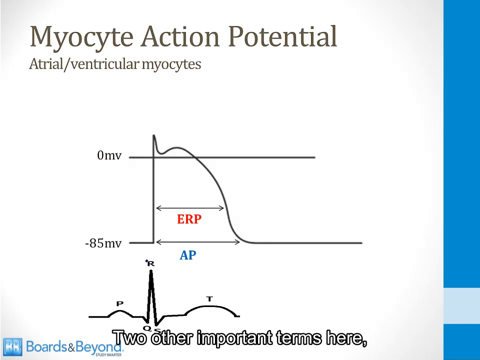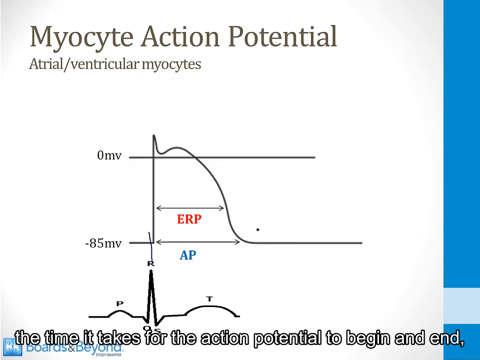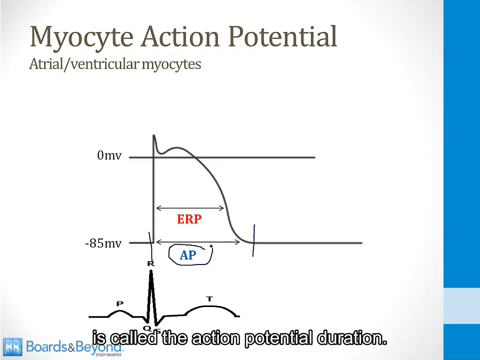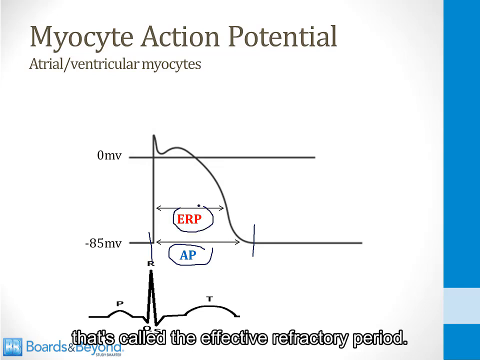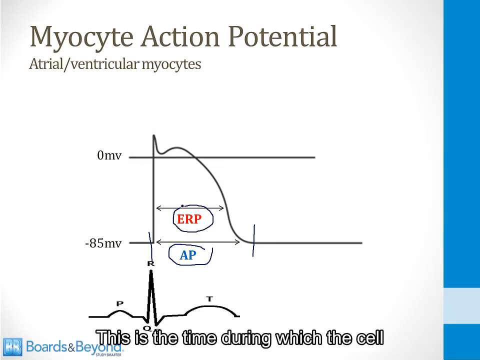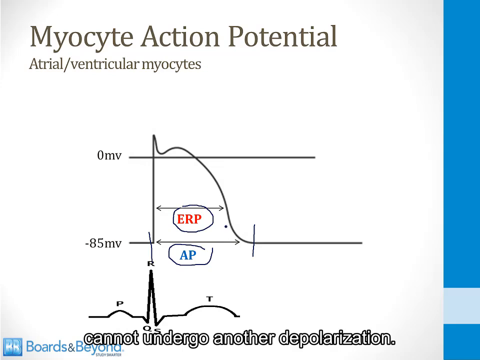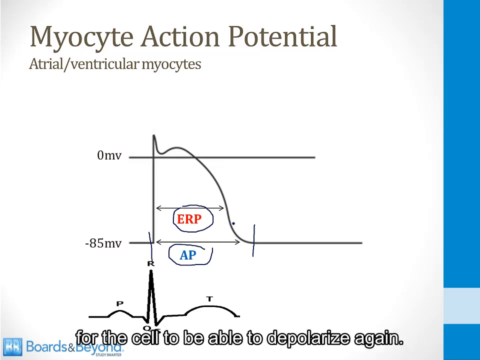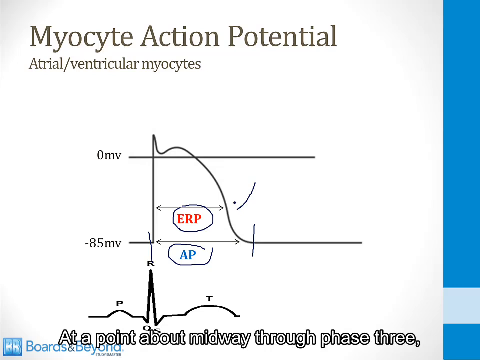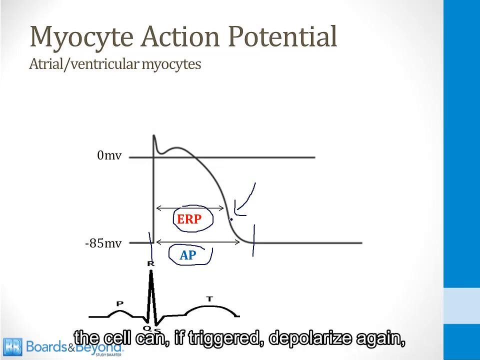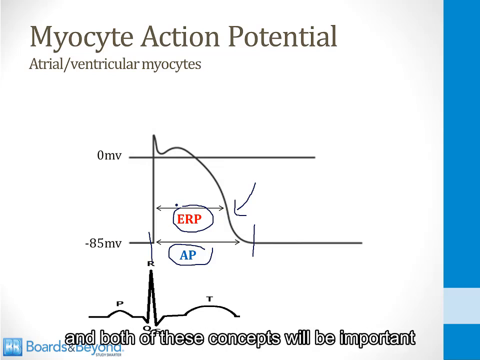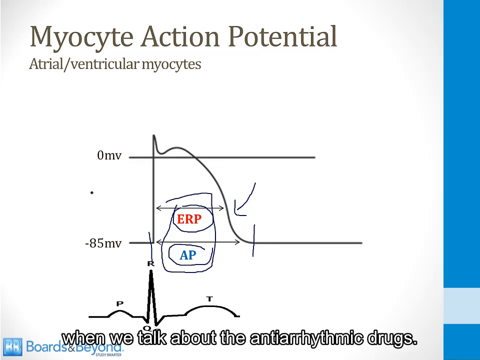Two other important terms here: the time it takes for the action potential to begin and end and return the voltage to minus 85 millivolts is called the action potential duration. There is another important time length in the action potential that's called the effective refractory period. This is the time during which the cell cannot undergo another depolarization. So it turns out that the voltage doesn't have to go all the way back down to minus 85 millivolts for the cell to be able to depolarize again. At a point about midway through phase 3, the cell can, if triggered, depolarize again, and the time to reach this point is called the effective refractory period. And both of these concepts will be important when we talk about the antiarrhythmic drugs.